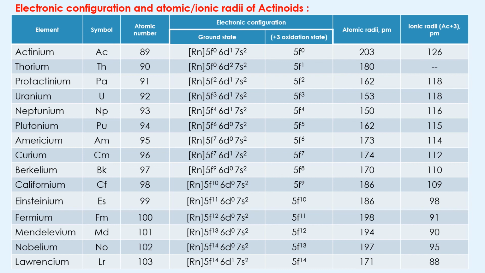Now if you see the ground state electronic configuration for these, radon is the common inert gas core, so 5f is starting from 0 for actinium, then 6d1 7s2. For thorium it is 5f0 6d2 7s2. Now see protactinium. In this case the f orbital has 2 electrons, because as you know there is a very small energy difference, so 5f2 6d1 7s2.